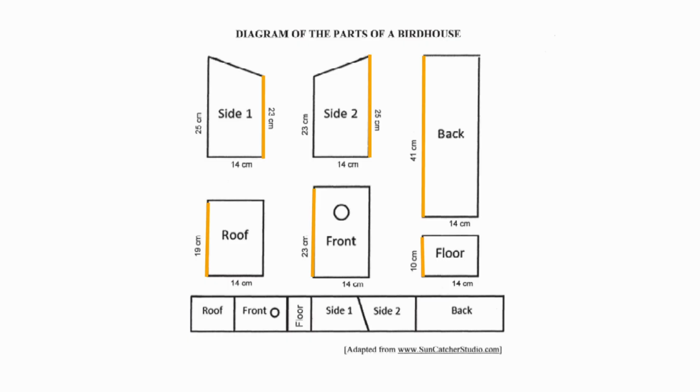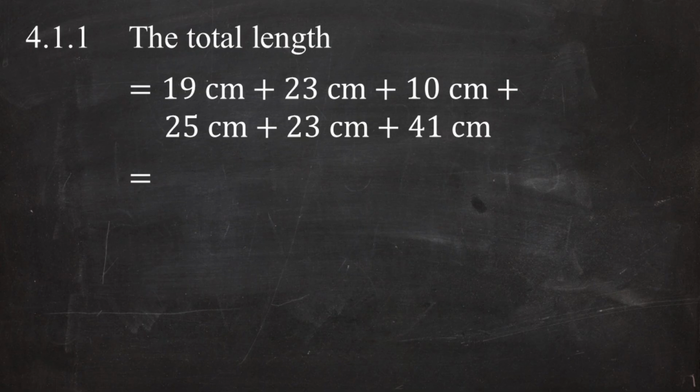Using the dimensions given, we can calculate the length of the board needed for a single birdhouse to be the length of the roof of 19 centimeters plus the length of the front of 23 centimeters plus the width of the floor of 10 centimeters plus the shorter side of side 1 of 23 centimeters plus the longer side of side 2 of 25 centimeters plus the length of the back of 41 centimeters. This equals a total length of 141 centimeters.